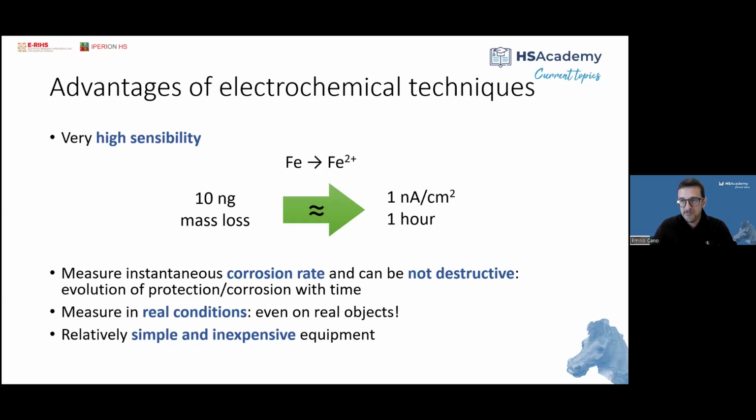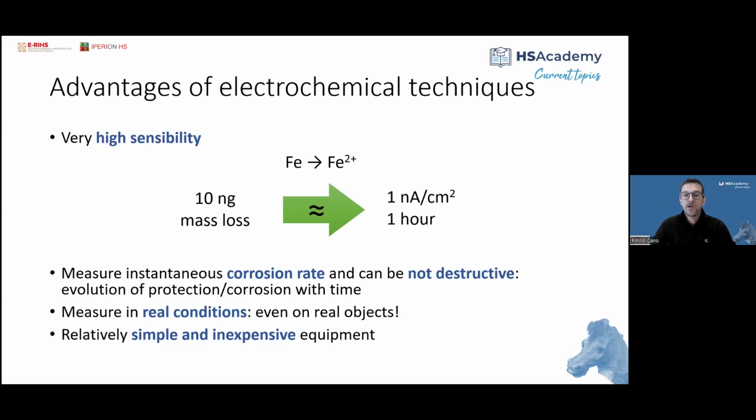Thanks to this sensitivity, we can measure instantaneous corrosion rate. So we can measure the corrosion rate at this moment, and then after some exposure of the metals to the environment, or after some time, or doing a continuous monitoring of the corrosion rate and see how it is changing. And in some cases, they can be non-destructive, which is very relevant for our field. It is not true for all electrochemical techniques. It is only in certain cases.